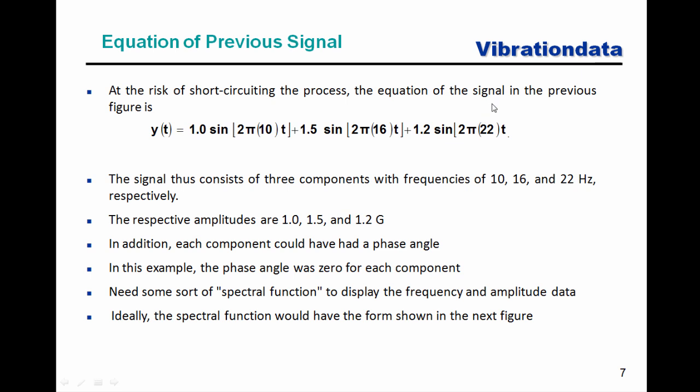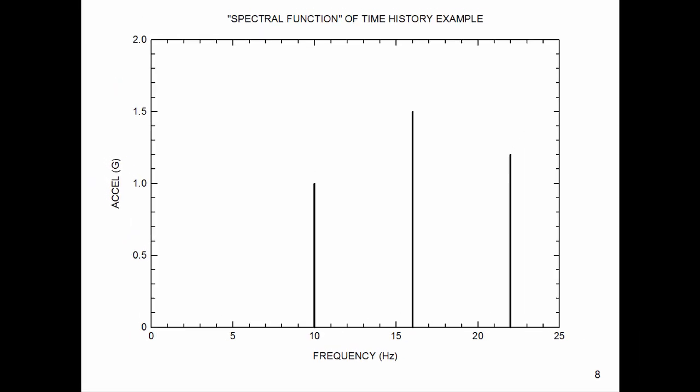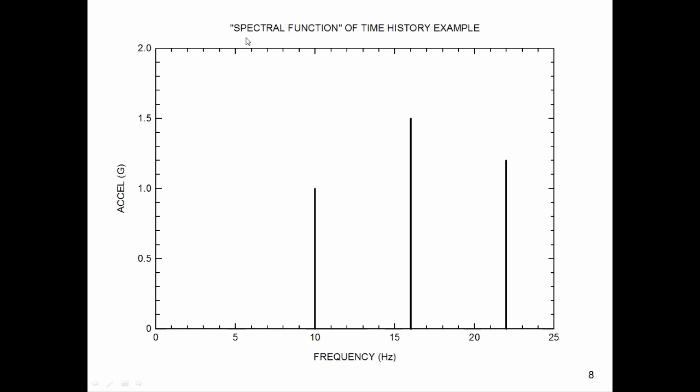So what we need is a spectral function to resolve these frequencies and the corresponding amplitudes in the frequency domain. Right now, I'm just going to call this a spectral function. Later on, we're going to call this a full amplitude discrete Fourier transform. But for right now, it's just a spectral function. Along the y-axis, we have acceleration in g. Along the x-axis, we have frequency in hertz.